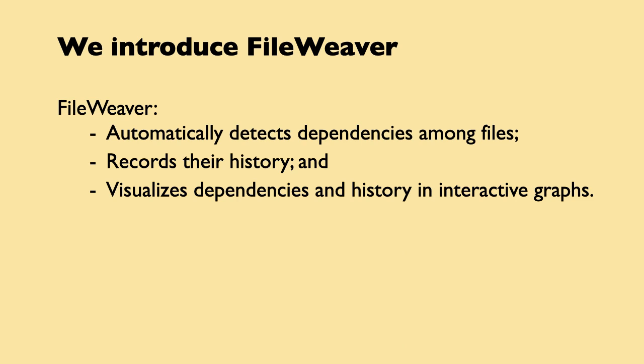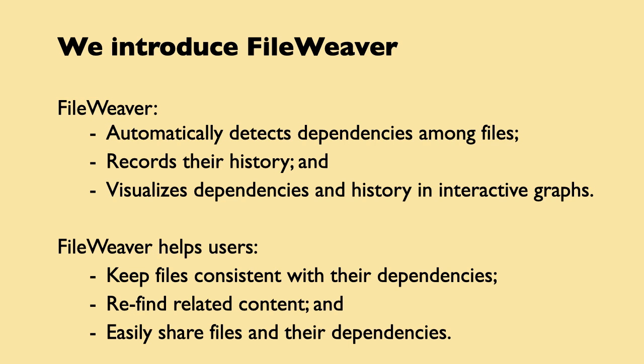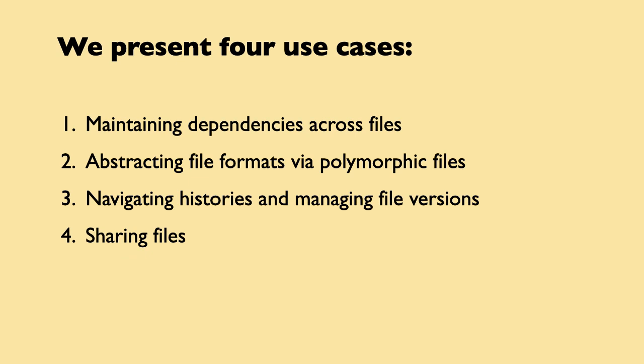Based on these findings, we introduced FileWeaver, which automatically detects dependencies among files, records their history, and visualizes dependencies and history in interactive graphs. FileWeaver helps users keep files consistent with their dependencies, refine related content, and easily share files and their dependencies. We present 4 use cases that illustrate different features of FileWeaver: maintaining dependencies across files, abstracting file formats via polymorphic files, navigating histories and managing file versions, and sharing files.